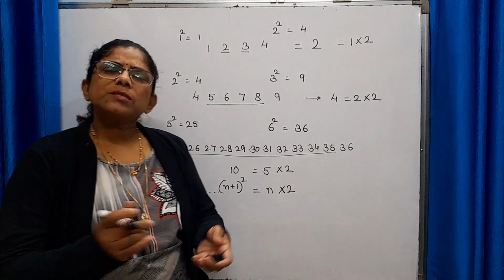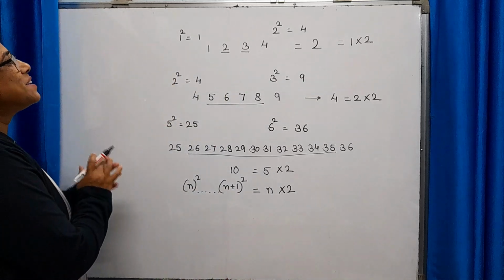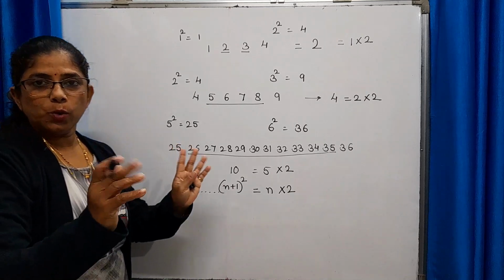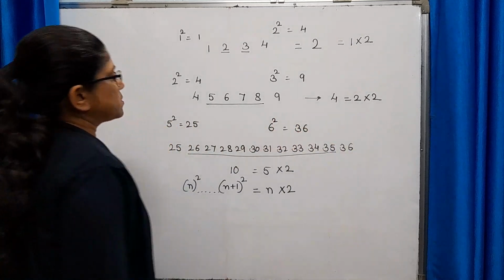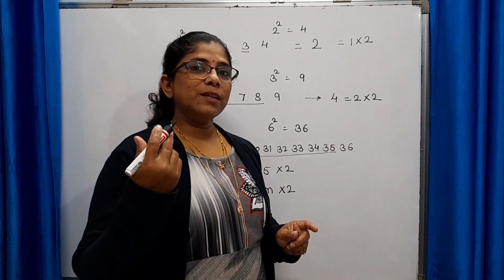Why we should know all these things? Have patience, I'll tell you. So here, this is how we have to find how many numbers are there between the two consecutive perfect squares. So this was one more interesting fact. Let's move to the next fact.